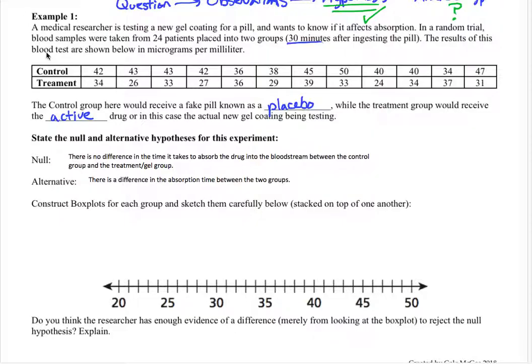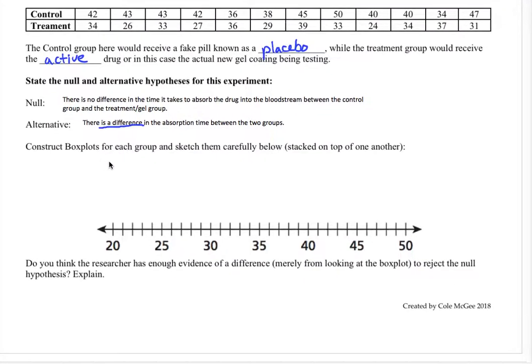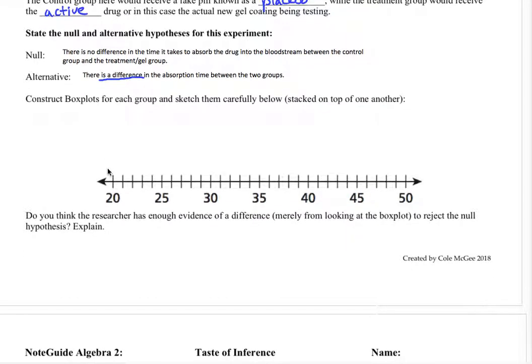Now, sometimes an alternative hypothesis can specify that one group is larger, one group is smaller than the other. Sometimes we kind of just go for this two-tailed version where there's just a difference. It could be in either direction. So the way that we're going to do this first example and actually make a decision and answer this question at the bottom, do you think the researcher has enough evidence of a difference? We're going to actually make some box plots, and we'll decide whether or not we want to reject our null hypothesis from those.